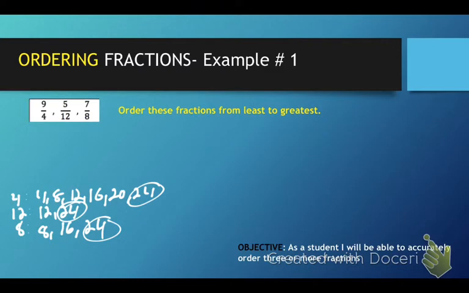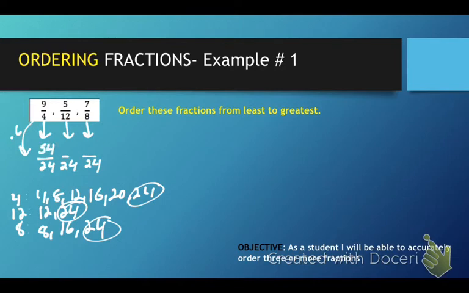The first thing that we need to do is change those fractions to be something over 24. All right. So we have over 24, and over 24. Now, how does 4 become 24? Well, we multiply by 6. So we need to do the same thing to the 9. 9 times 6 is 54.